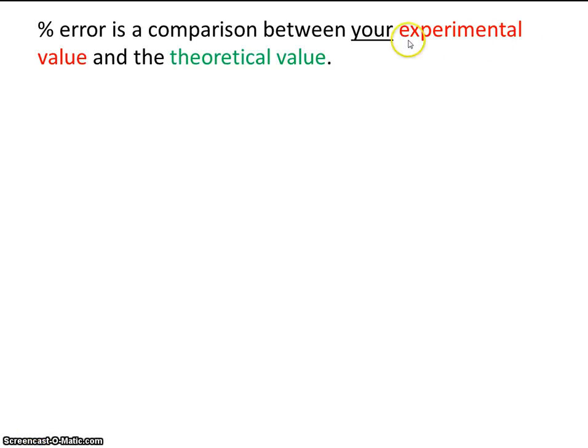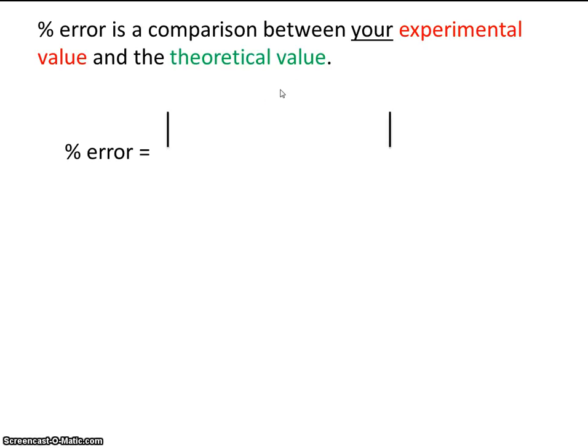Percent error is a comparison between your experimental value and the theoretical value. So the experimental value, that's the value that you get in the lab, that you actually calculate yourself. The theoretical value, that's the value that other scientists believe it to be, or the known value. Sometimes it's called the accepted value. Sometimes it's called the true value. Either way, here's a formula.